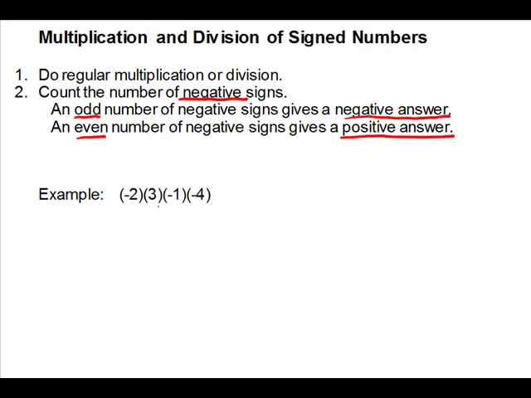Remember, parentheses side by side means to do multiplication. So we'll multiply the numbers. 2 times 3 gives us 6, times 1 is still 6, times 4 is 24. Count the negative signs. 1, 2, 3. 3 is an odd number, so we get a negative answer.